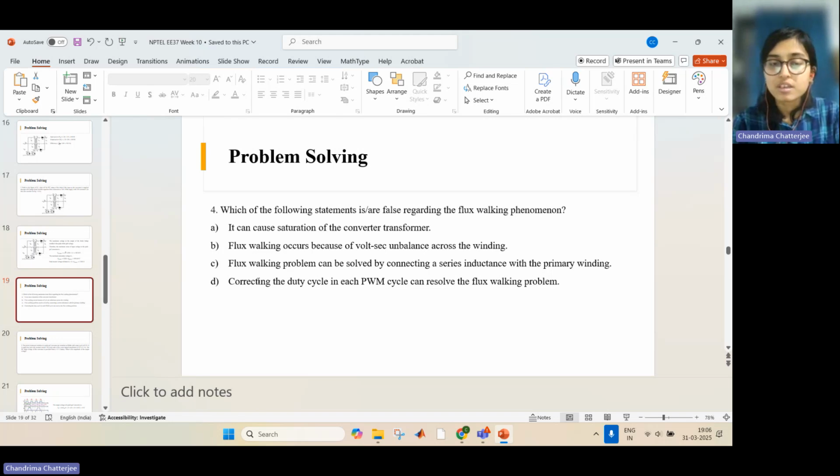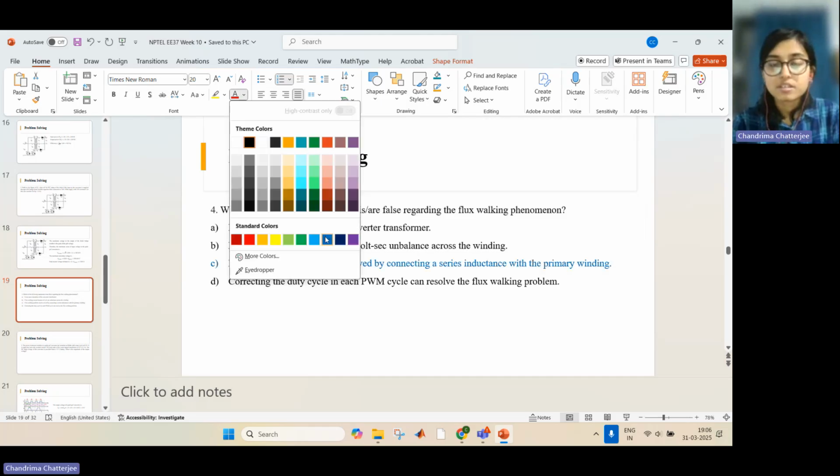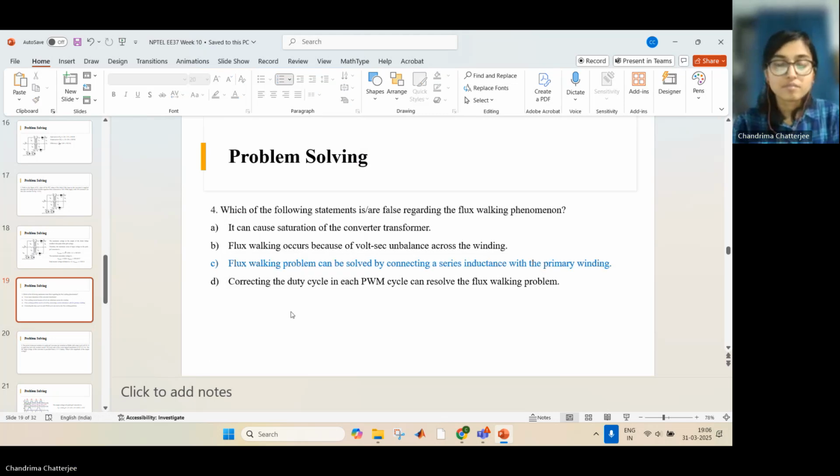So this is false. The last option is, correcting the duty cycle in each PWM cycle can resolve the flux walking problem. This is also true, that we saw. So the false option is option C. Option C is not true. Let's see the next problem.